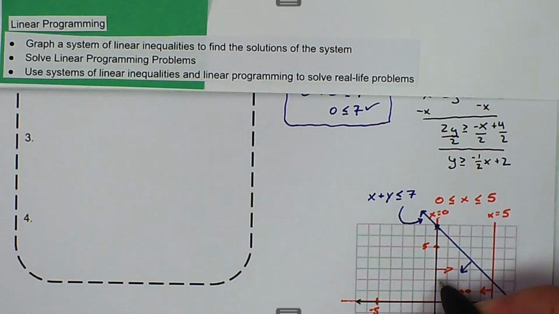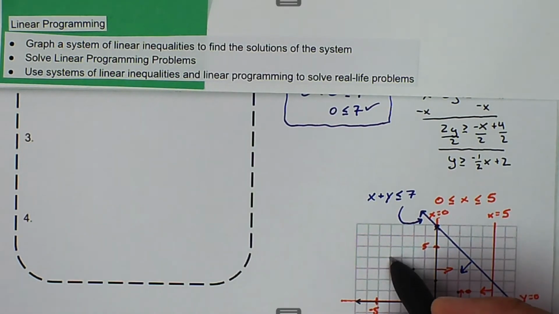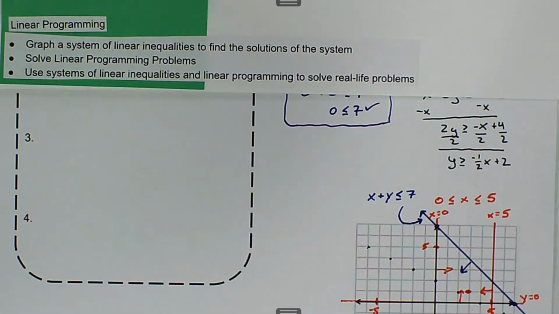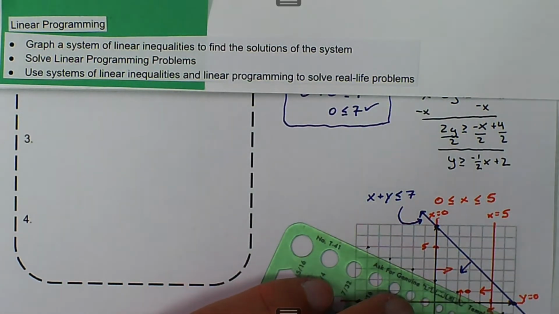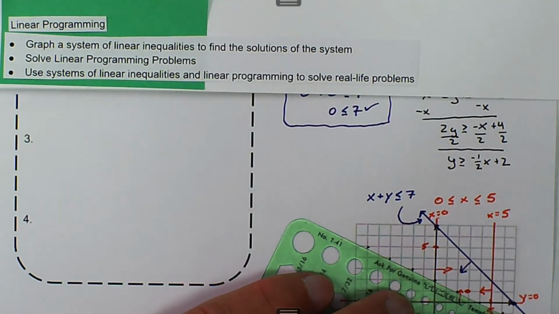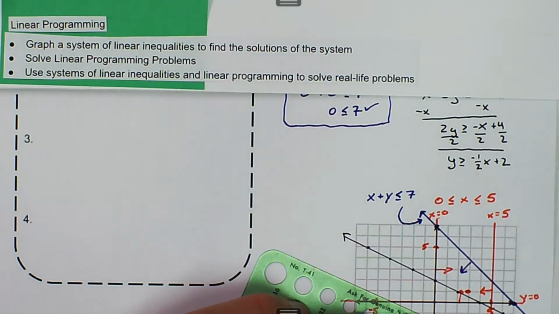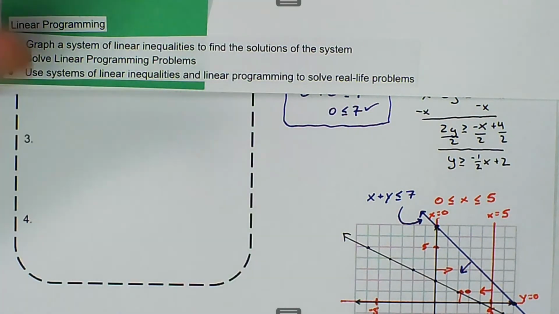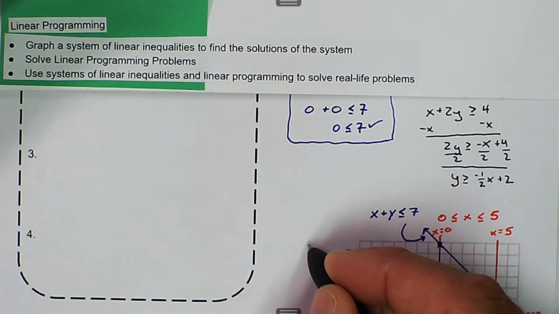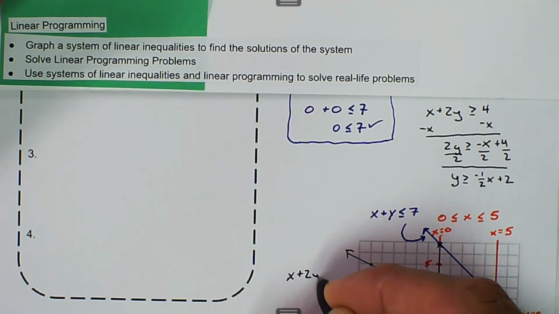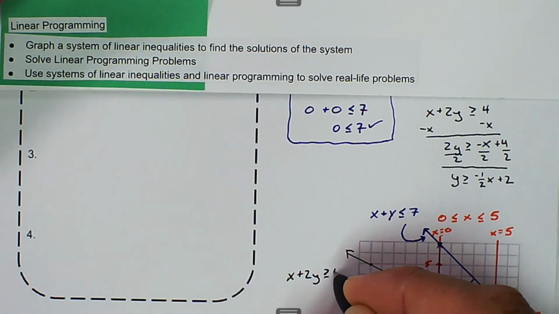So we start out at plus 2, which is right here, and then we go down 1 over 2, down 1 over 2, down 1 over 2. And then we can graph the line that connects those. So this is the inequality, x plus 2y is greater than or equal to 4.